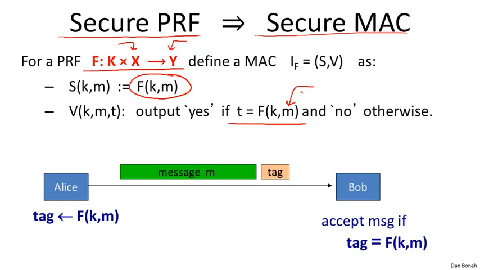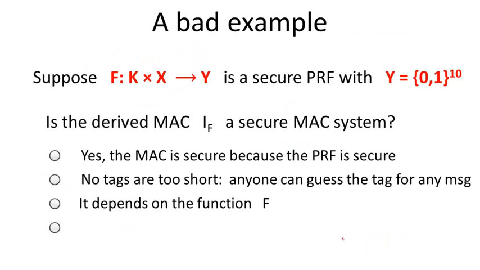So here you have it in pictures. Basically, when Alice wants to send a message to Bob, she computes a tag by evaluating the PRF, and then she appends this tag to the message. Bob receives the corresponding message tag pair. He recomputes the value of the function and tests whether the given tag is actually equal to the value of the function at the point M.